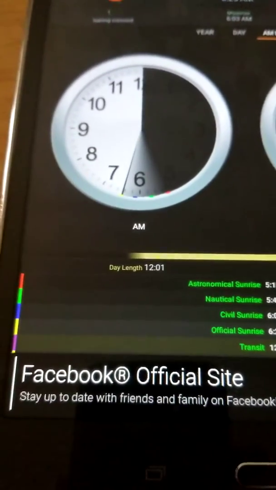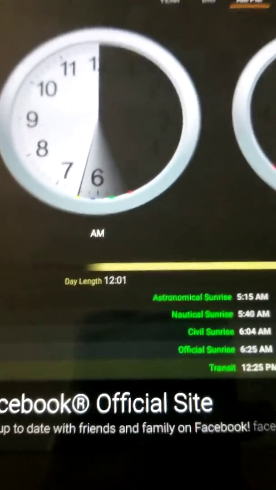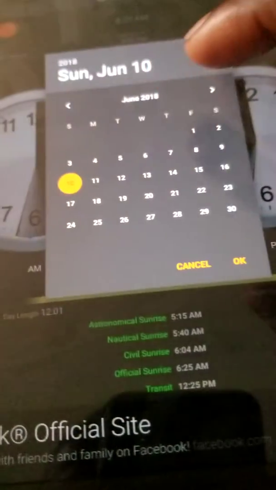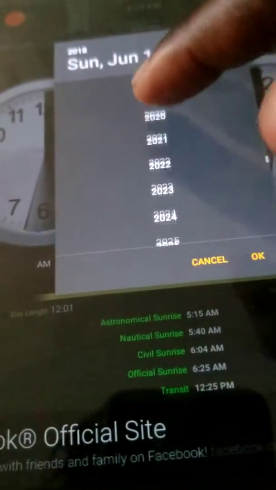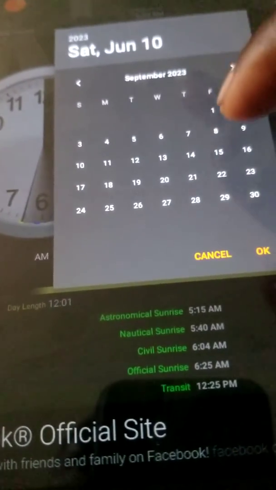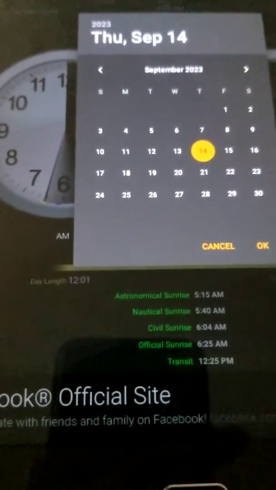So I know that September 14th, 2023 is the first day of the week, first day of a season, the first day of a month. September 14th. So we're going to count another 13 weeks.